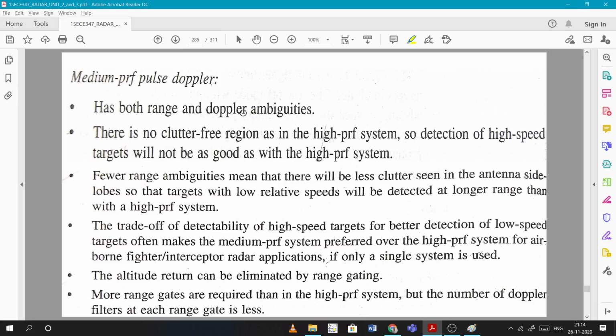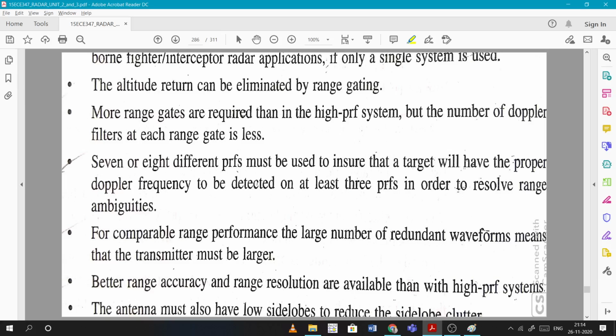Next, often the medium is preferred over the high PRF for airborne flight radar applications if only a single system is used. The altitude returns can be eliminated by range gating, and more range gates are required than in the higher PRF system, but the number of Doppler filters in each range gate is less. Okay. Yes, 7 or 8 different PRFs must be used to ensure that the target will have a proper Doppler frequency to be detected on at least 3 PRFs in order to resolve range ambiguities.